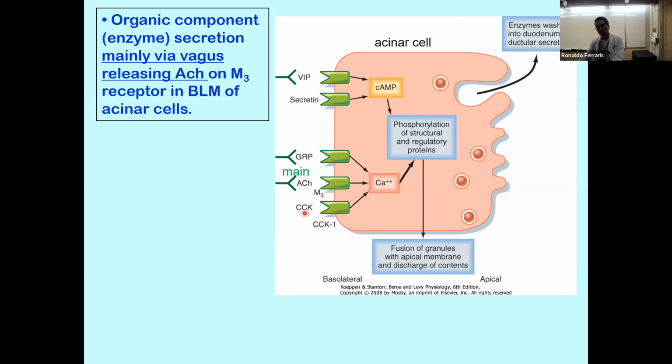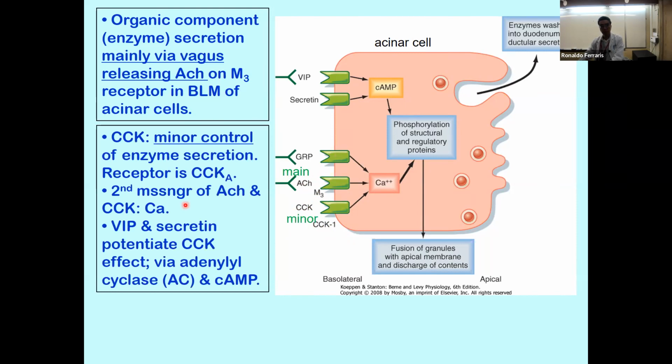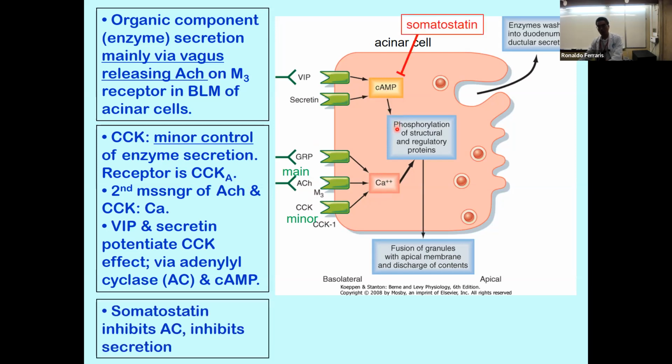So the CCK, remember, is a cousin of gastrin. So CCK binds to CCK1 or CCK alpha. I will have this in later slides. Gastrin binds to CCK2 or CCK beta. I will explain why CCK is a minor controller of enzyme secretion, and its receptor is CCKA, and their second messenger is calcium. VIP and secretin actually potentiate this CCK effect.